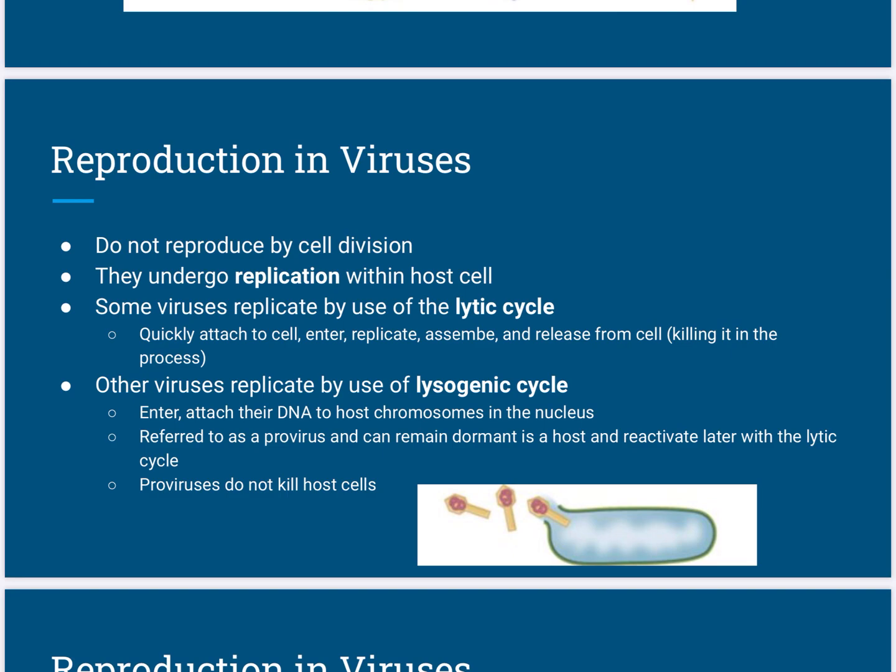So when it's a virus that can go lysogenic, it can also use the lytic cycle. And proviruses do not kill host cells. So we don't damage any of the good cells. They just go along for the ride and stay inside of the DNA of the host. And when I say host, it could be anything. It could be a human, a cow, a plant, any sort of cell.